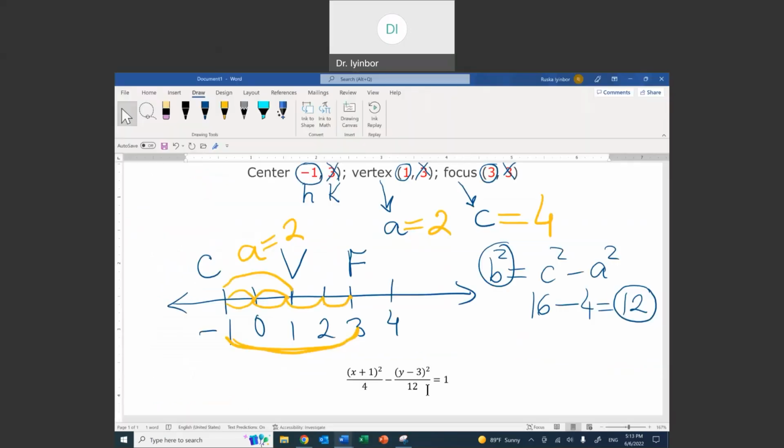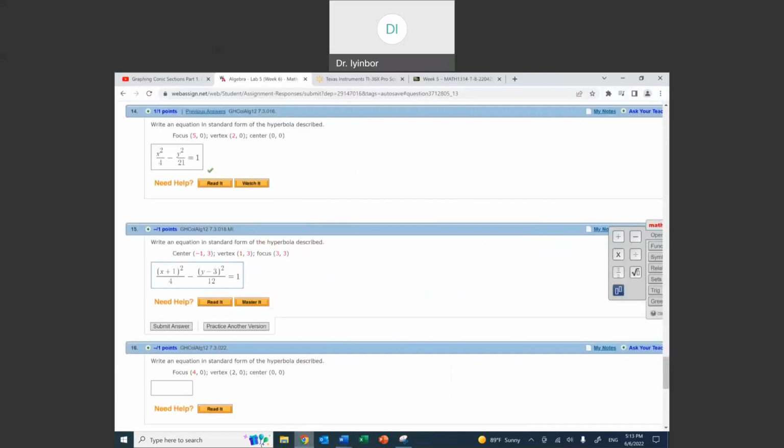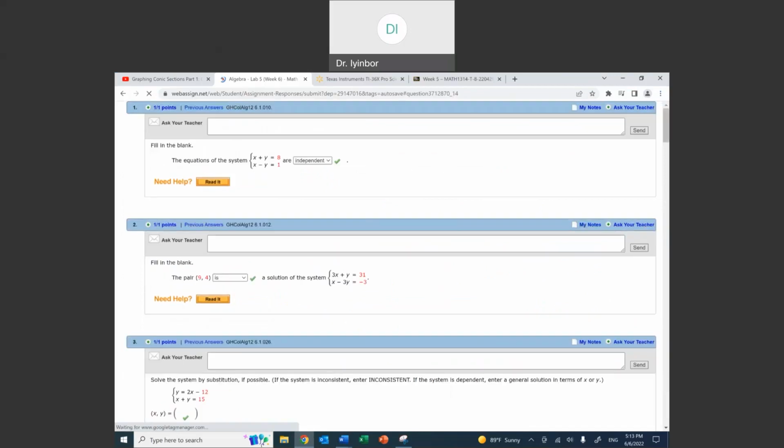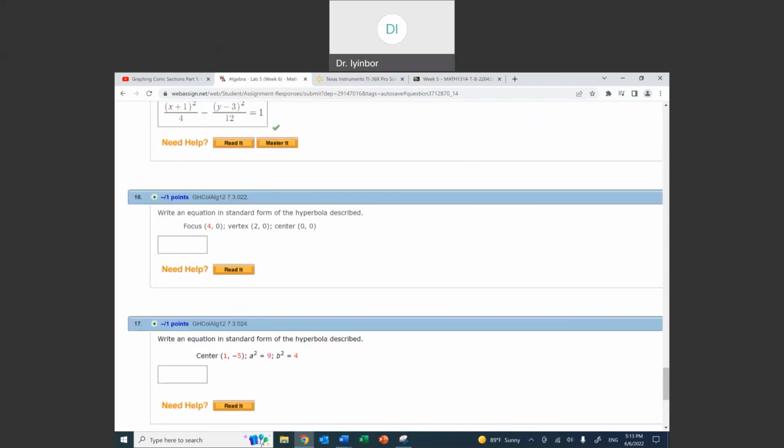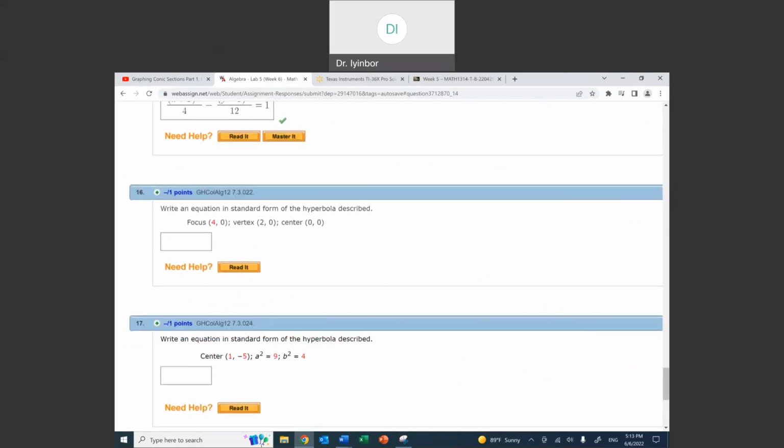Yes. Okay, so make sure you have everything exactly the way it is. Plug it in the Webwork site, and it has to look exactly like it does in the formula sheet, okay? So that's how you do number 15. Number 16 is the same as 14, so I'm not going to go over that again.